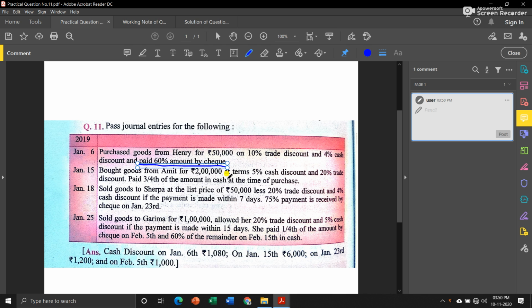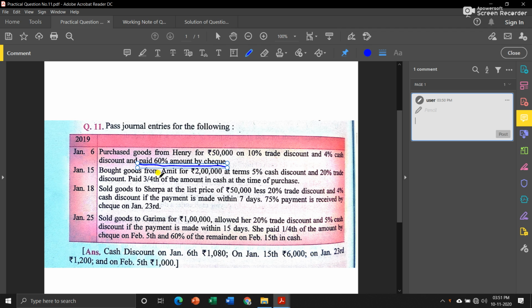check. That means earlier, in previous sessions, we saw that there was no mention of payment on the same date itself, but in this question they have introduced that some of the amount of the purchase or sales will be paid on the same date. So how are we going to treat this kind of transaction in our journal? We will see that in this question.